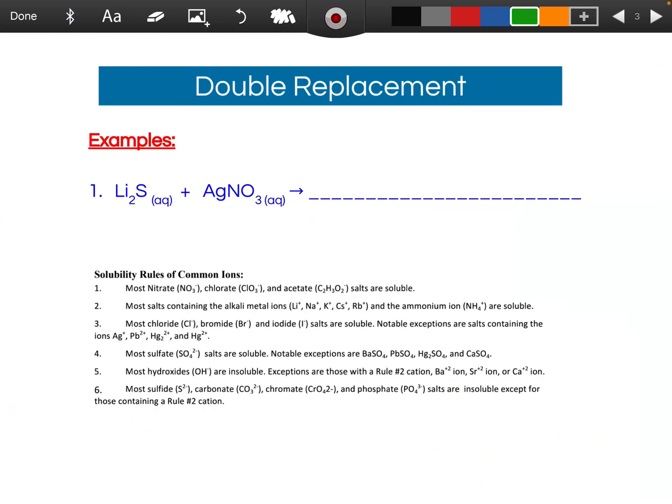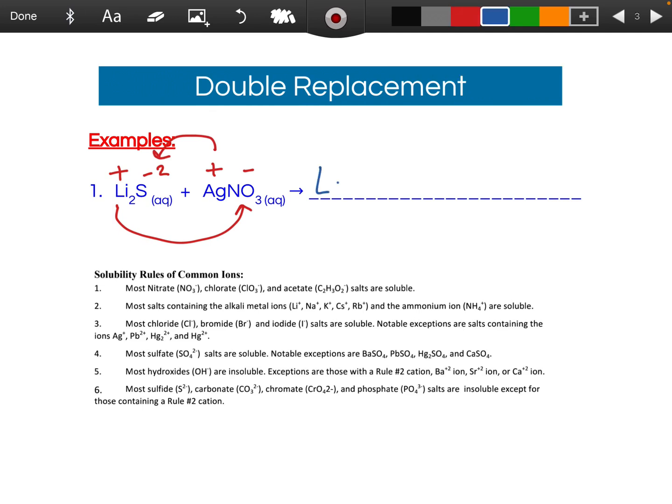All right, so here are some examples. I'll talk through the first one and then I'll have you guys try the next two. So first you have to predict the products. In order to predict the products, you have to look at the charges. So lithium is +1, sulfide is -2, silver is +1, and nitrate is -1. So when these elements switch places, remember the positive ion from the first one is going to combine with the negative ion of the second one, and then the other positive ion will combine with the other negative ion.